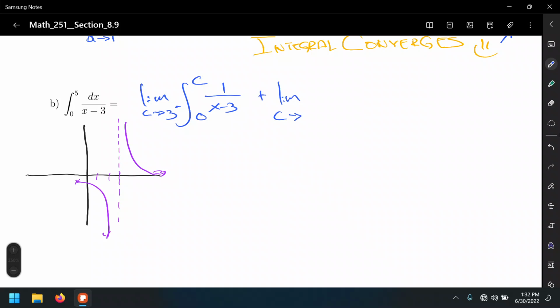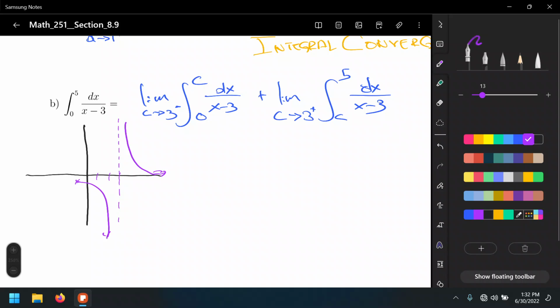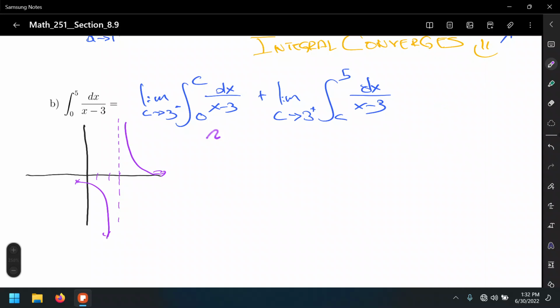And C approaching 3 from the right, and that's 1 over our dx. That's C to 5. Well, we already know the answers to these integrals. Well, in this case, let's label them integral 1 and 2. Let's do one at a time and see what happens.